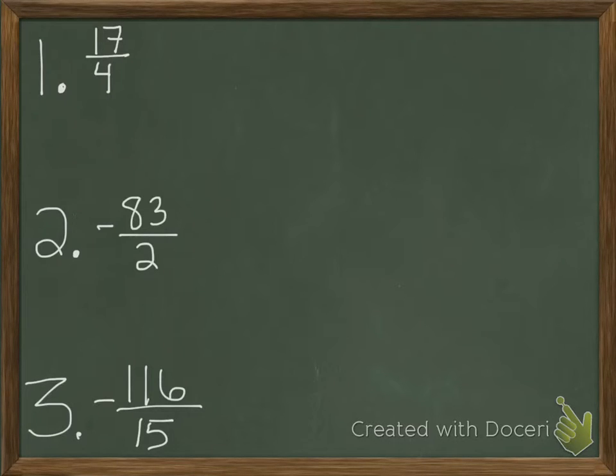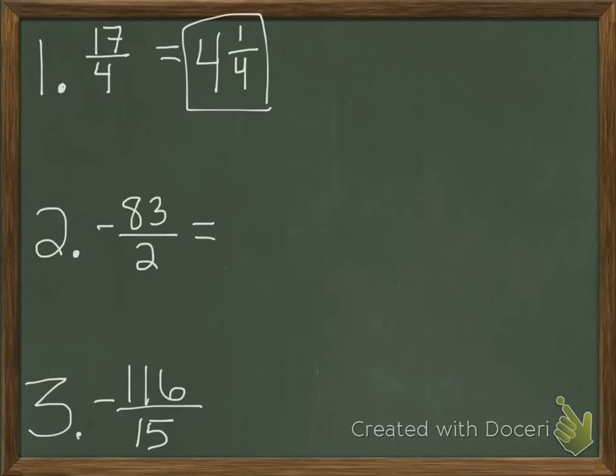Now that you've had a chance to try those, let me show you the answer as I talk through it. So how many whole times does 4 go into 17? Well, that's 4 whole times with 1 left over. So the answer here is 4 and 1/4. I double check. 4 times 4 is 16 plus 1 is 17. I know it's right.